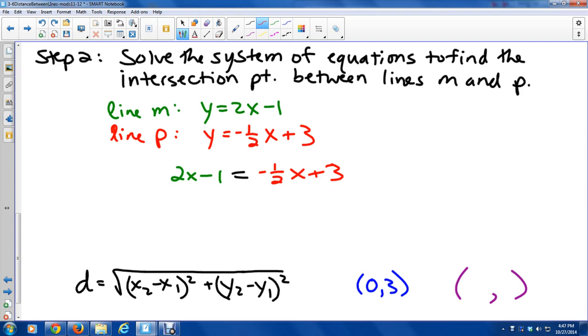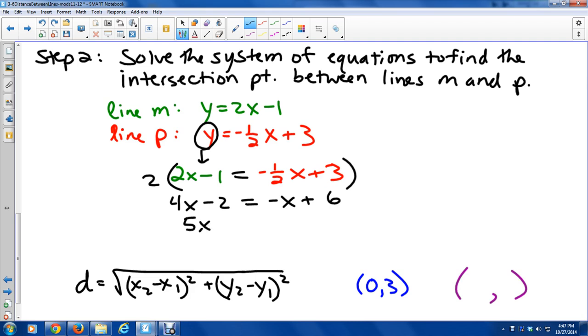Okay, think of it as you're taking the equation right here, and instead of y, you're putting in 2x minus 1 since we're told y equals 2x minus 1. Let's go ahead and solve. So I'm going to start by multiplying the whole thing by 2, get rid of the fraction. 4x minus 2 is equal to a negative 1x plus 6. 5x is equal to, add 2, and I'm getting 8.